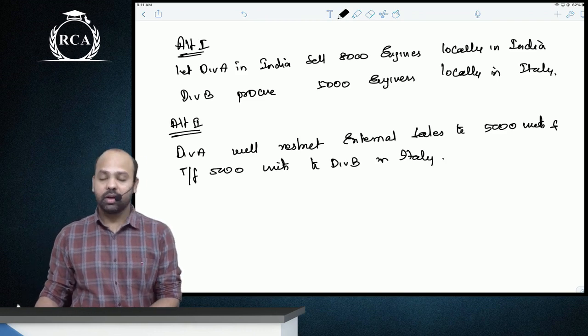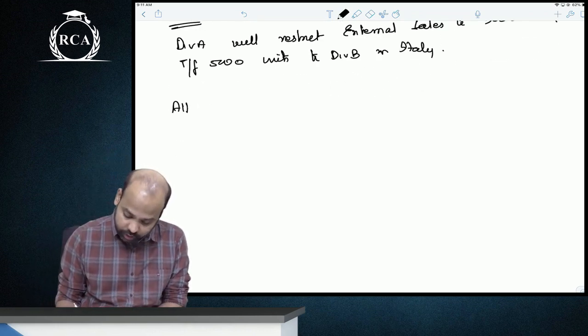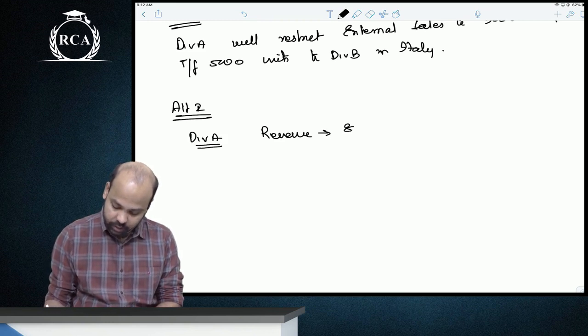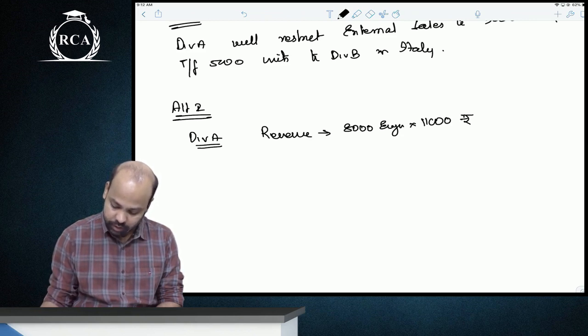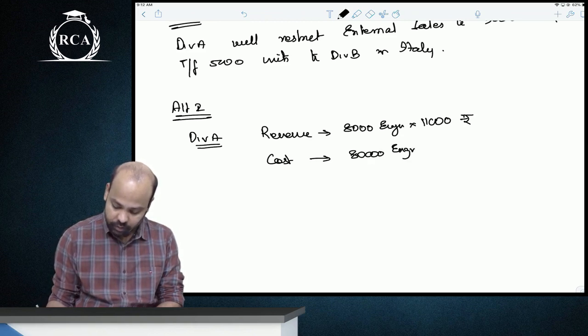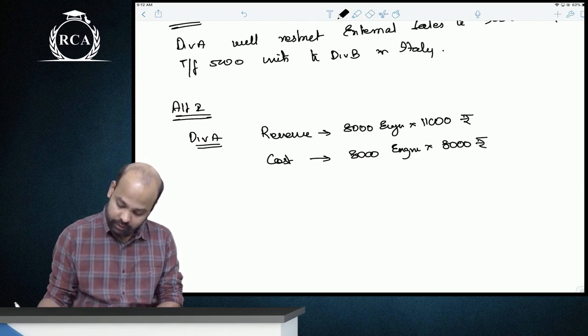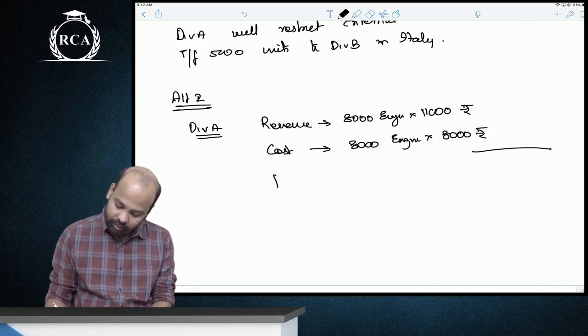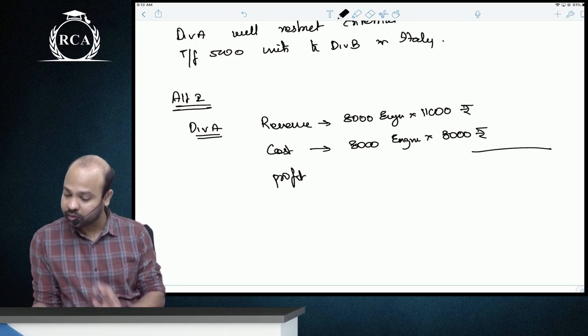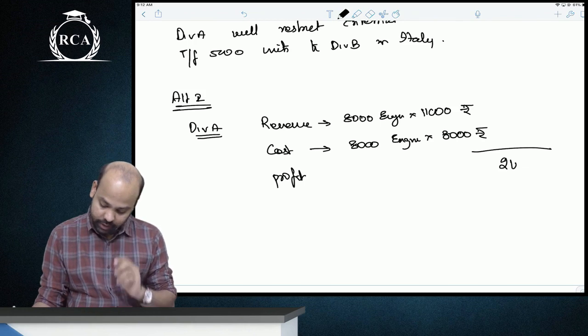We will compute profitability under both of them. Alternative 1: as far as division A is concerned, their revenue would be 8,000 engines into 11,000 rupees per unit. Their variable cost would be 8,000 engines into 8,000 rupees. So this would give us a contribution or profit of 8,000 into 3,000 rupees, 240 lakhs.